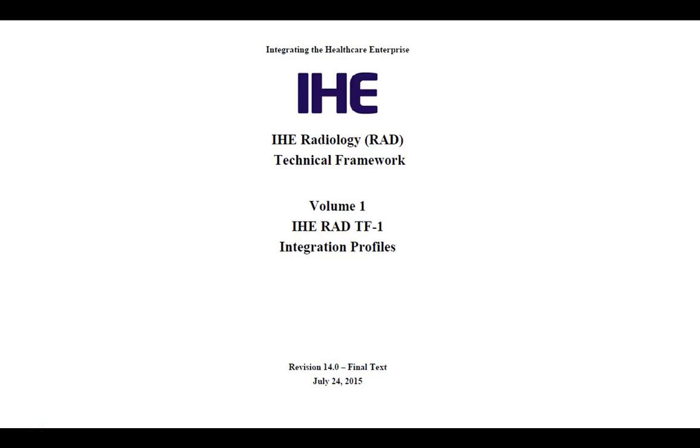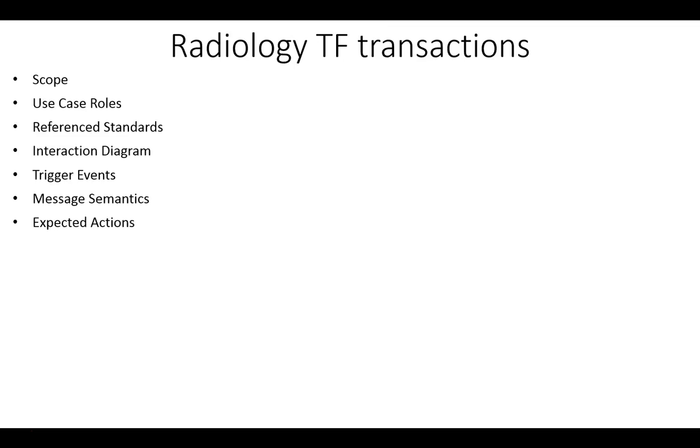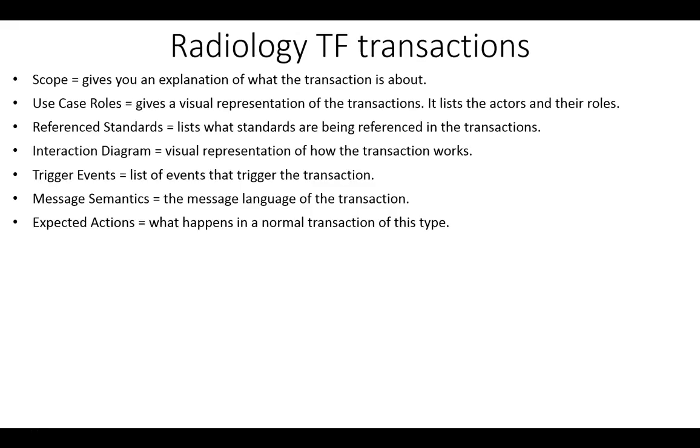Here's what the cover of Volume 1 looks like. Here's what the contents page of Volume 1 looks like. The IHE Radiology Technical Framework transaction volumes have the same 7 sections for all 75 transactions. They are scope, use case roles, reference standards, interaction diagram, trigger events, message semantics, and expected actions. Here are the definitions for each of those sections.